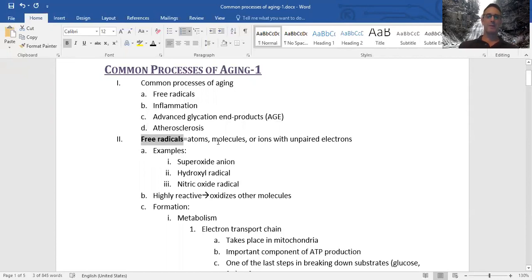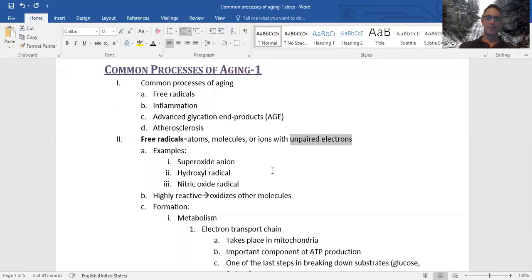Well, it could be an atom, a molecule, an ion, but it has an unpaired electron. And that unpaired electron makes it highly unstable. And that lack of stability, it wants to go around and bind and interact with other things. And what it ends up doing is oxidizing them. It reacts to them and oxidizes them. This is actually the same process as happens with metal and rust, is that rust gets oxidized.